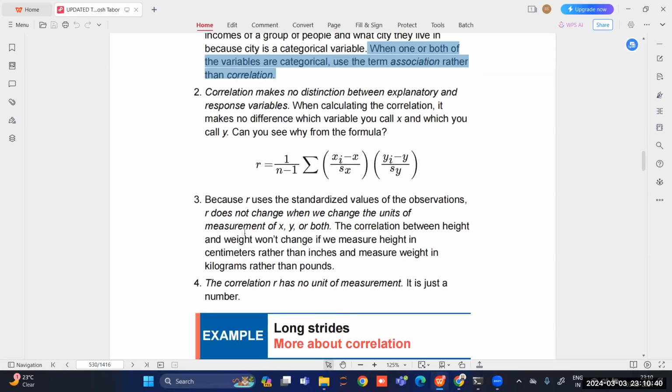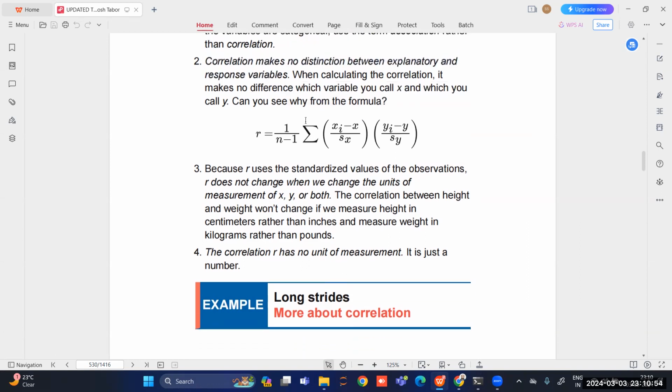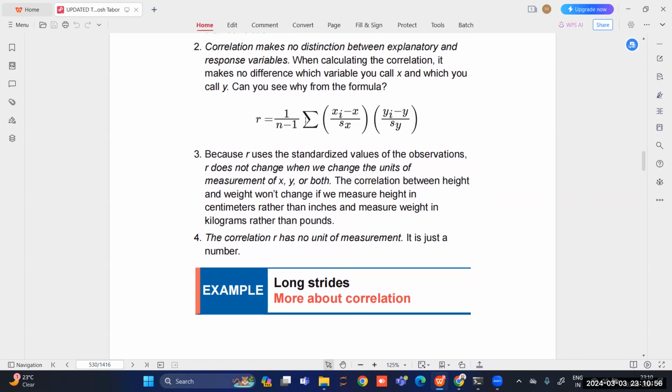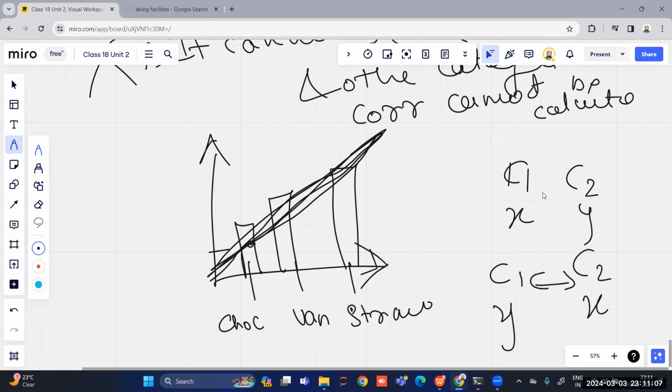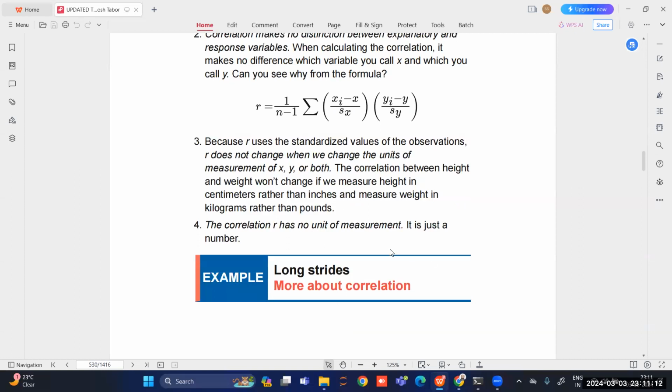Correlation makes no distinction between explanatory and response variables. I've told you this. We cannot make the distinction between those variables when calculating the correlation. It makes no difference which variable you call x and which you call y. You can take column 1 as x and column 2 as y, or column 1 as y and column 2 as x. It does not affect the r value. Did you get that?